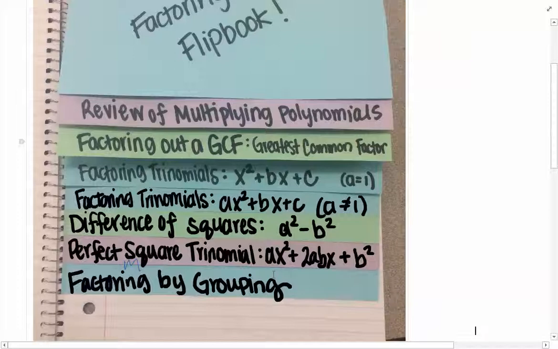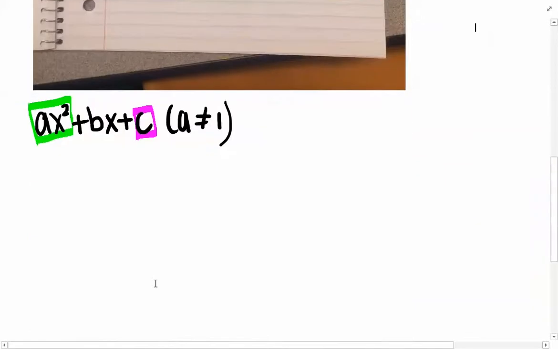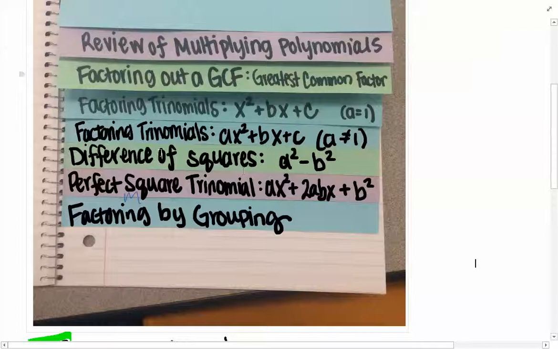So the topics that we're going to look at are factoring trinomials of ax squared plus bx plus c, where a is not equal to 1. Difference of squares, where you have something squared minus something else squared. This one's a binomial. Perfect square trinomials, where you have a squared x squared plus 2ab x plus b squared, and factoring by grouping. Okay, so just like we did last week, you're going to flip it up.